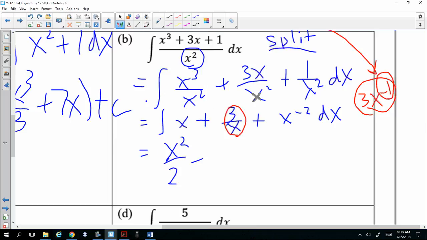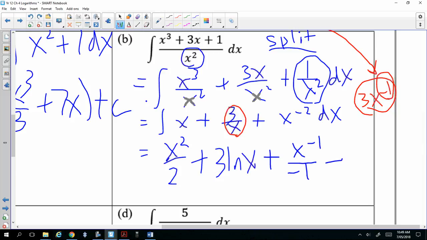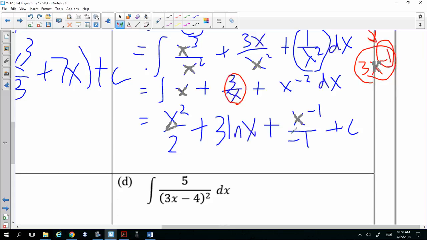But the last one, this is not ln, this is just using the rule again, x to the power negative 1 over negative 1. Note the differences: when the power is not negative 1, it's a fraction, you use the rule, you add 1 to the power and divide by the new power, but when the denominator is just x, it's just ln x. So you can simplify it to be x squared over 2 plus 3 ln x minus 1 on x plus c.